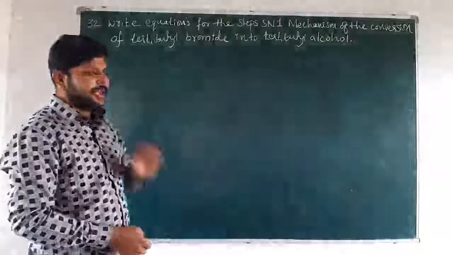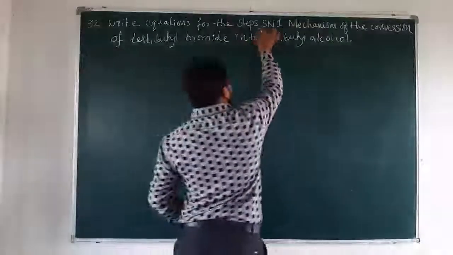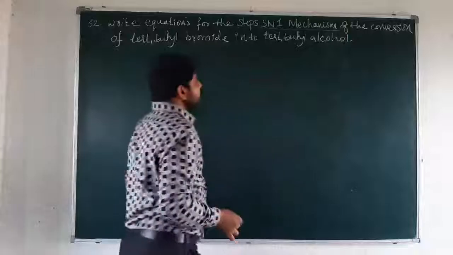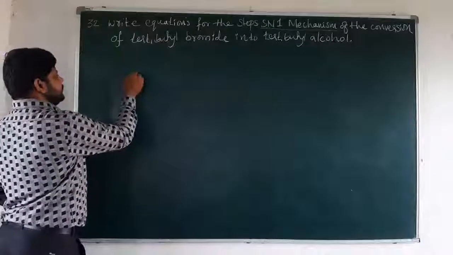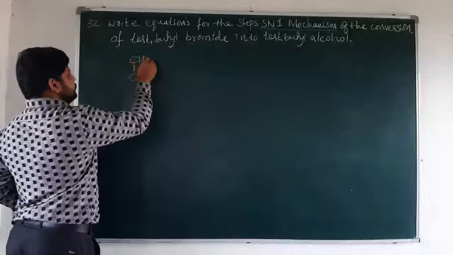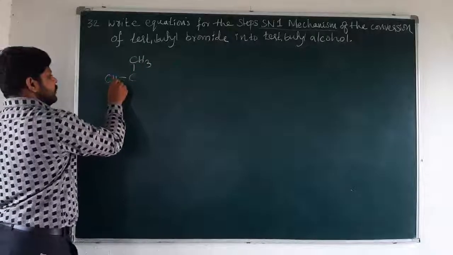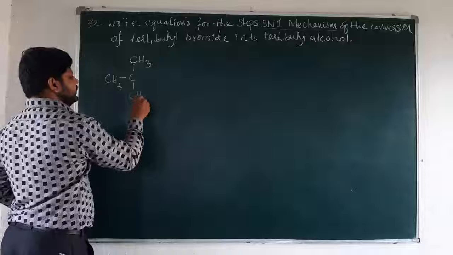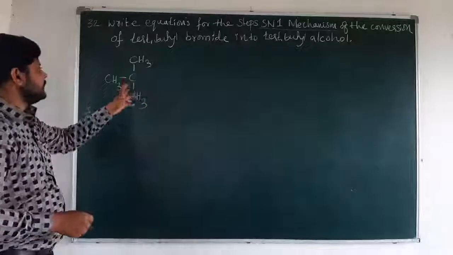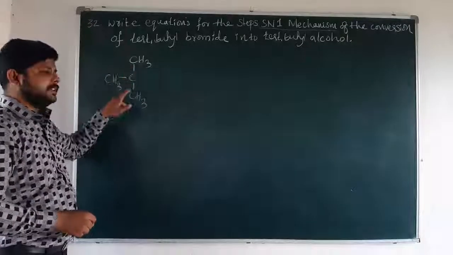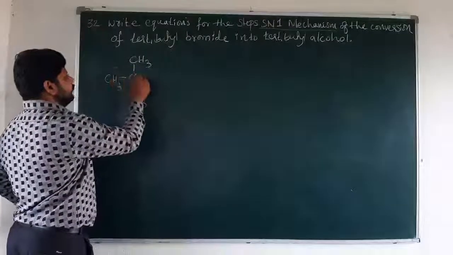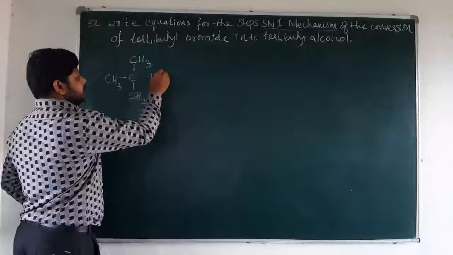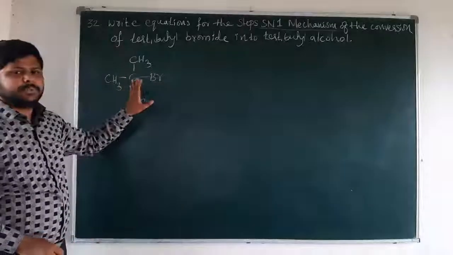If you don't remember all those things, just remember the SN1 mechanism. So first of all, I will write the reaction of tertiary butyl bromide. Tertiary butyl bromide contains 4 carbon atoms, in which one carbon atom is surrounded with 3 other carbon atoms. This will be called tertiary. This carbon atom is bonded with 3 others, so tertiary. Butyl means total 4. Bromide. Okay, this is the tertiary butyl bromide.